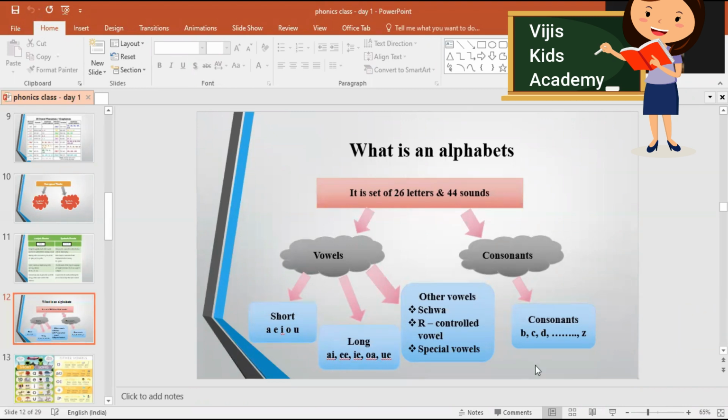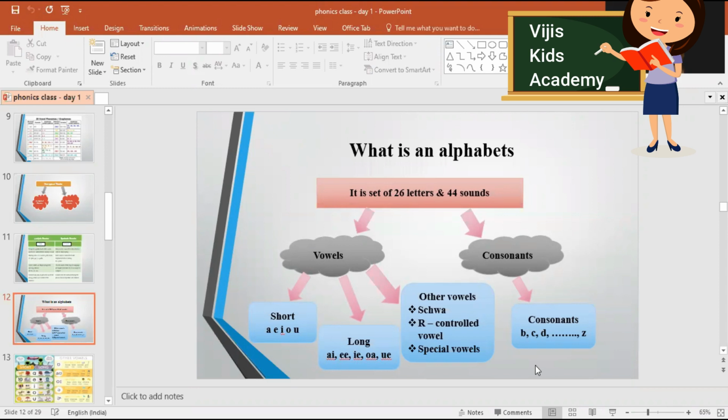In the short vowel, letter A says A, E says E, I says I, O says O, U says U. It's a short vowel. Long vowel means we have two letters together. If we have two letters together, then it's called a digraph. The single sound is different. If you are joining two letters together, it's called a digraph. If three letters together, then it's a trigraph. If four letters together, then it's a quadgraph. Two letters together, if they are vowels, then it says long vowel sound.